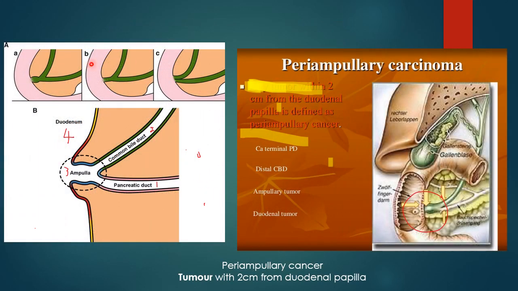This is the diagram to show you the pancreatic duct, common bile duct, the ampulla of Vater, and the duodenum. So any tumors arising from any of these are known as periampullary carcinoma. And by definition, periampullary cancer is a tumor within 2 centimeters from the duodenal papilla, as shown in this diagram here. So this is the periampullary carcinoma, 2 centimeters from here.